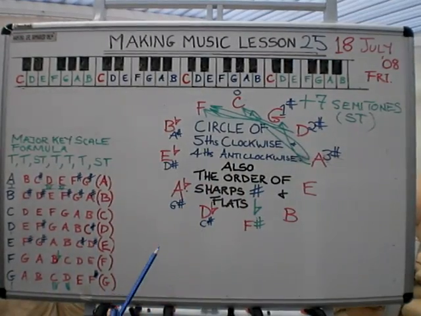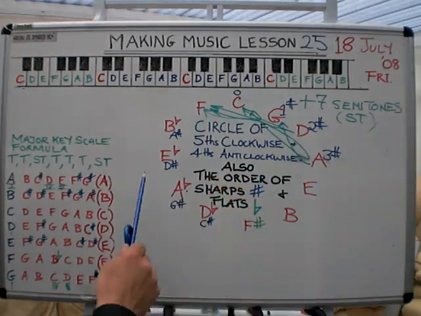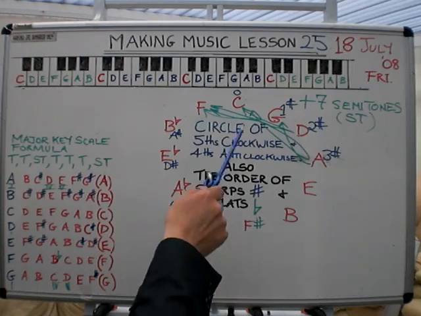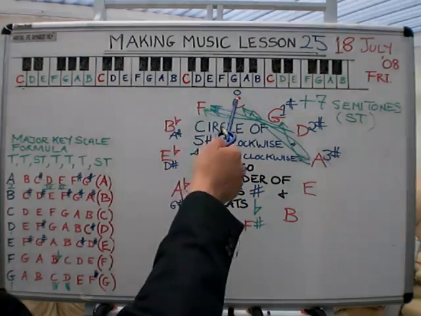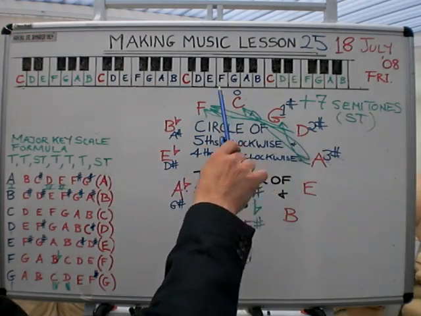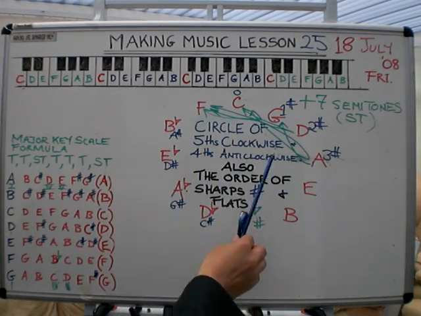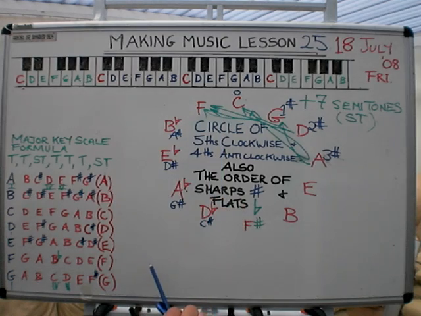I want to continue to talk from the previous lesson where we were talking about the circle of fifths and fourths. Fifths clockwise, fourths anti-clockwise. We established its relationship to a major scale.